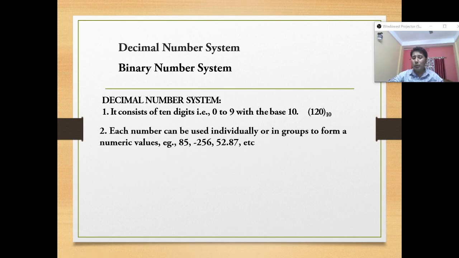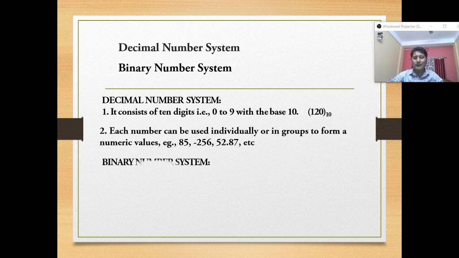Now each digit can be used individually, just like 1, 5, 9, or it can also be used in groups to form a numeric value, and it can be a negative value, that is a negative integer, or it may be a value with decimal fractions.